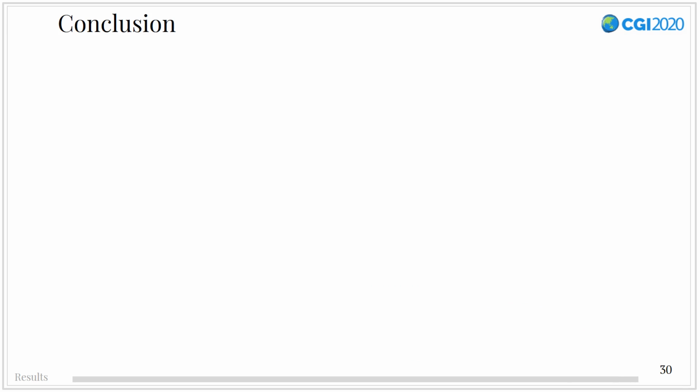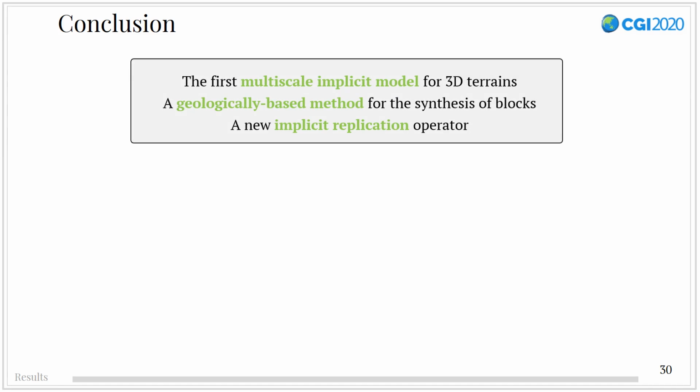To conclude, we presented the first multi-scale model for 3D terrains. We extend the implicit model introduced last year with specific primitives and operators for representing the meso and microscale details of the surface. We created a method to synthesize geologically correct block structures of different types. And finally, we presented a new replication operator for blending blocks with the base terrain.